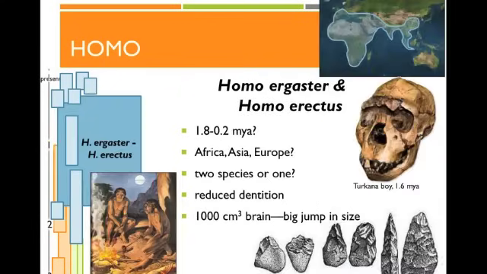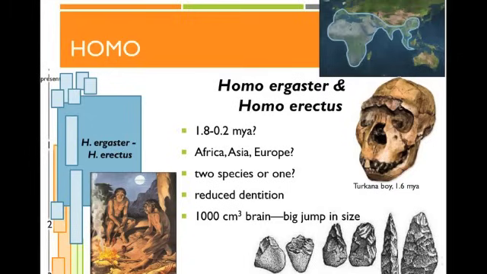Our next group is Homo ergaster, and this is a really important one. The earliest Homo ergaster fossils appear in Africa around 1.8, 1.9 million years ago. With this species, we see reduced dentition and a really big increase in brain size, up to about 1,000 cubic centimeters. So this is really starting to take on the body plan of modern humans.